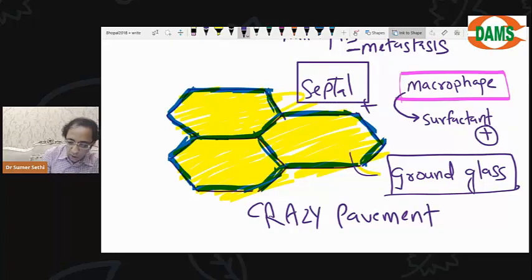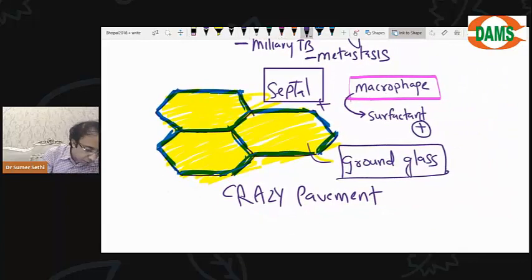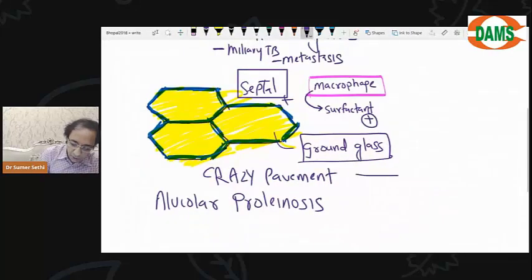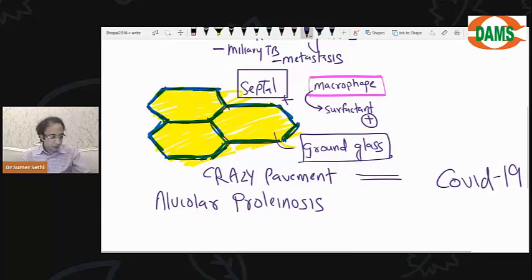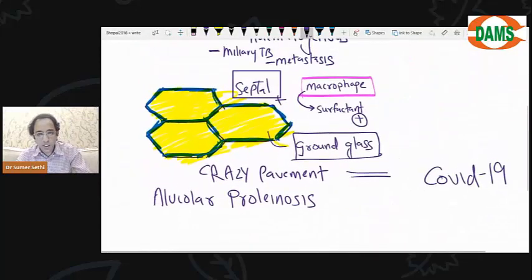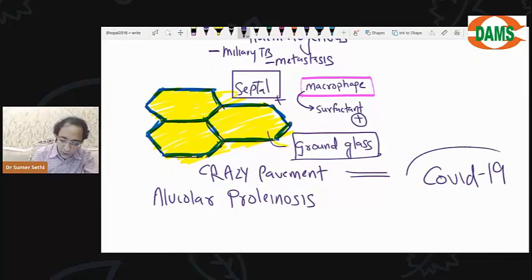And I'm sure you have already identified the disease. I'm sure you are able to understand. This is called alveolar proteinosis. But if in this year's NEET exam they give you crazy pavement, please remember it is also seen in COVID-19 pneumonia. Okay. So in between, I have been telling you some classic findings. Earlier, if you said crazy pavement, I would always say alveolar proteinosis. Nowadays, if you say crazy pavement, I will say COVID-19.